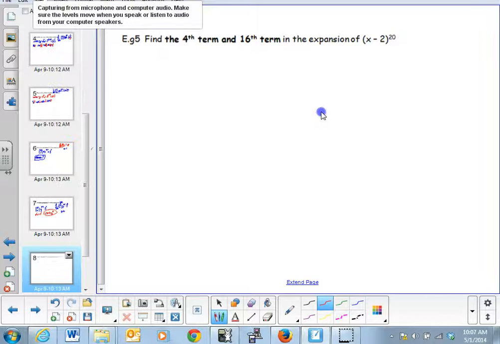All right. The next question has you find the 4th and the 16th term. Now, this is a little different question. They don't say what exponent you want on the variable, but they tell you they want the 4th and 16th term. I don't know if you noticed, but each one of these sequences started when k equals 0. The index started at 0. So if I want the 4th term, that means my k equals 3. And if I want the 16th term, that means my k equals 15.